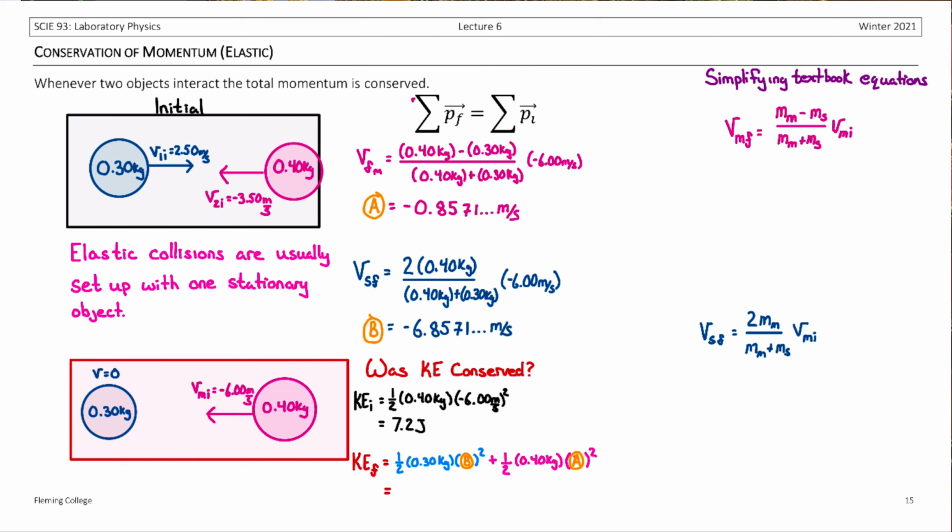So after the collision, we have a kinetic energy in our ball that was originally stationary of 7.05 joules, and in our ball that was originally moving of approximately 0.14 and a bit more, joules. So you can see that kinetic energy was conserved at 7.2 joules.